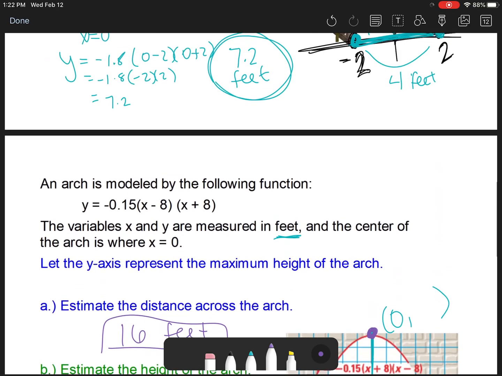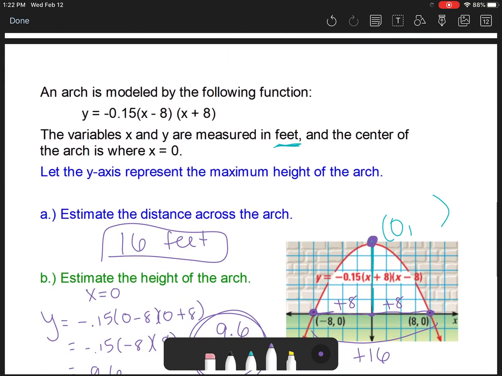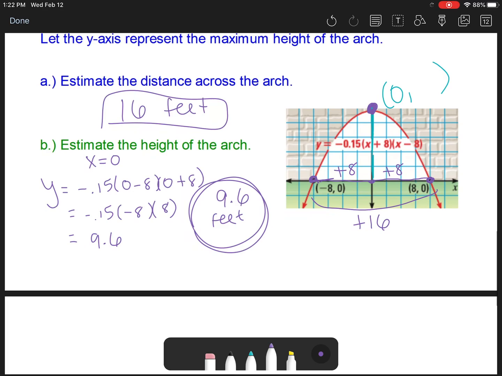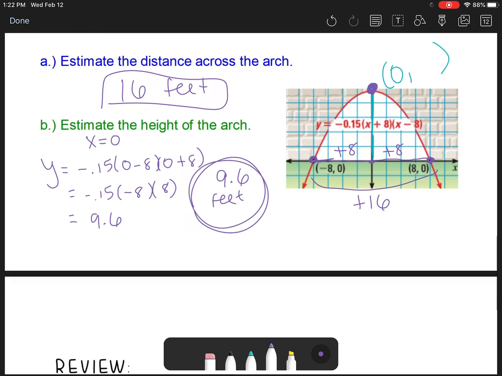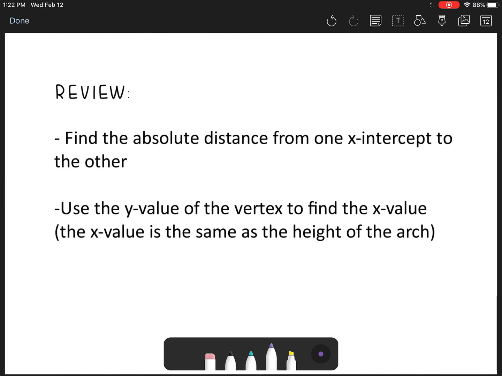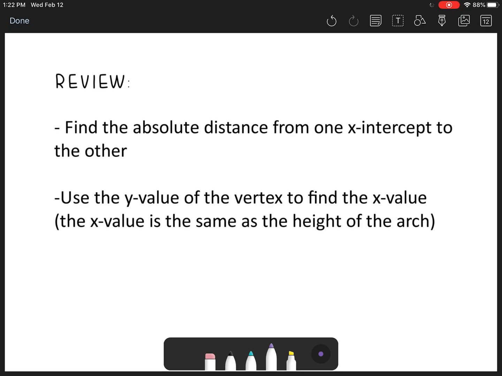So again, these arches, these parabola shapes, are very prevalent in your everyday life if you look around for them. In order to find these measurements, all you need to do is find the absolute distance from one x-intercept to the other. And to find the height, you just need to use the y value. In order to find the y value of the vertex, you just need to use the x value of the vertex.